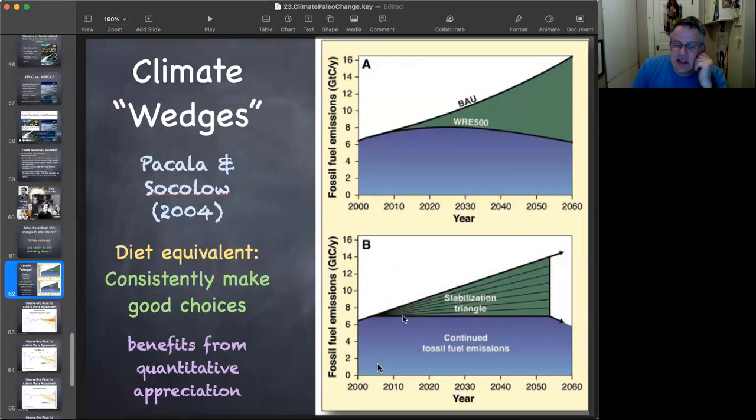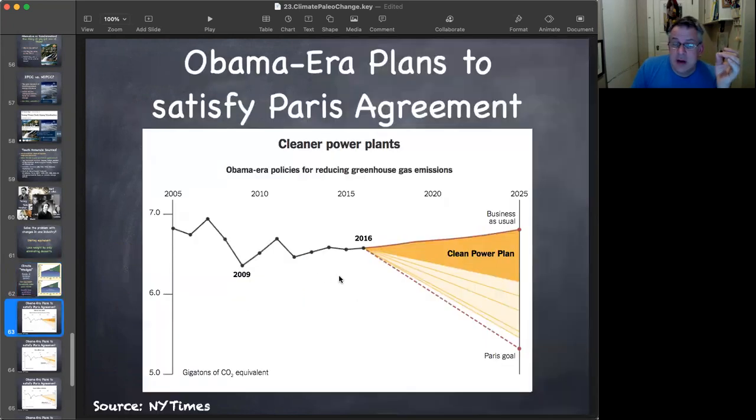And they said, let's just chop it up into these little pieces. Each of these little pieces will be the equivalent of about 1 billion tons of carbon per year by the end of this. And so they call that a fossil fuel wedge. This kind of approach benefits from a quantitative appreciation. And in fact, this is very much what the Obama era plans were to satisfy the Paris Agreement Accords.